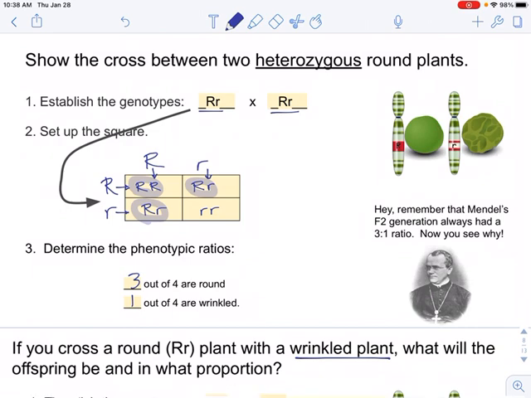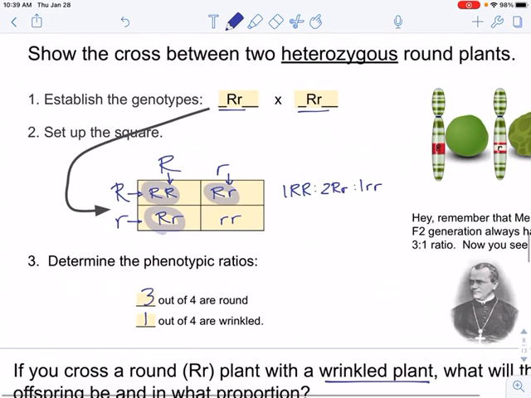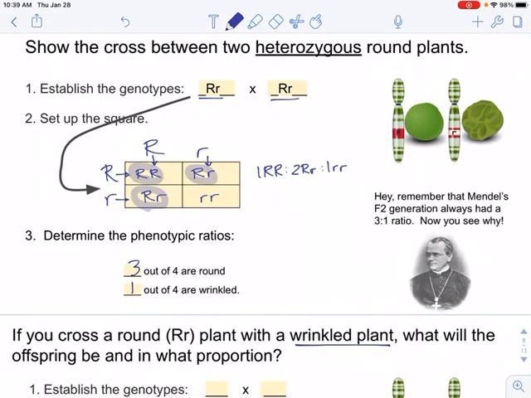So this is where we get the genotypic or phenotypic ratios. In this case, 3 to 1 would be a phenotypic ratio, 3 round to 1 wrinkled. If we wanted to do a genotypic ratio, we had 1 big R, we had 2 big R, and we had 1 little r. So this is how we build our ratios.